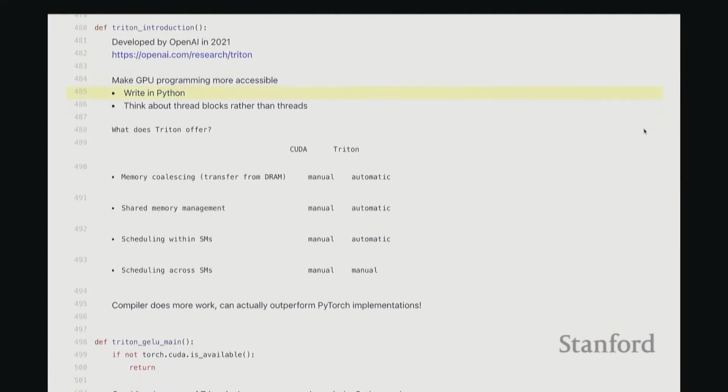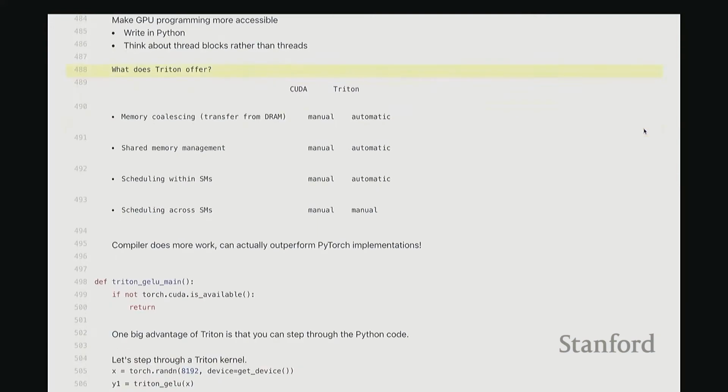So you write everything in Python, and you don't really think about the threads anymore. You think about thread blocks, and Triton manages a lot of stuff that is annoying but can be automatically optimized. So it can manage coalescing of memory. Remember that from DRAM you get 4 adjacent values at once, something called burst mode. So you really want to make sure that your memory retrievals are grouped into adjacent 4-element or more calls at once. So it will handle those automatically.